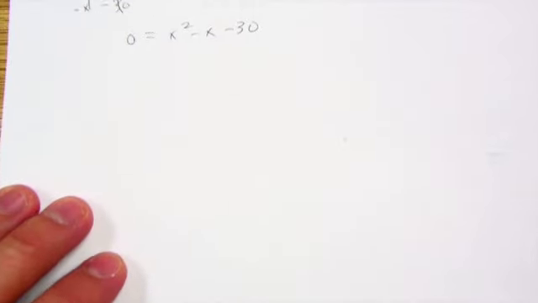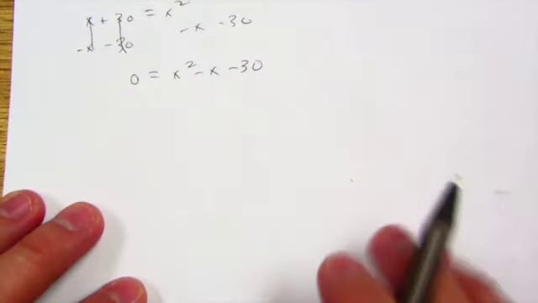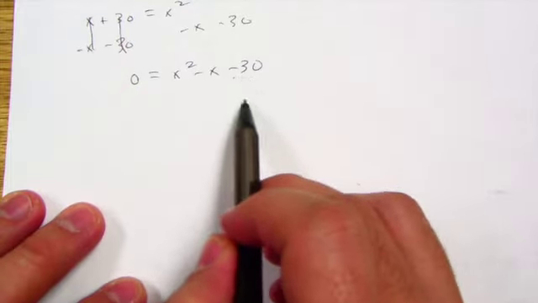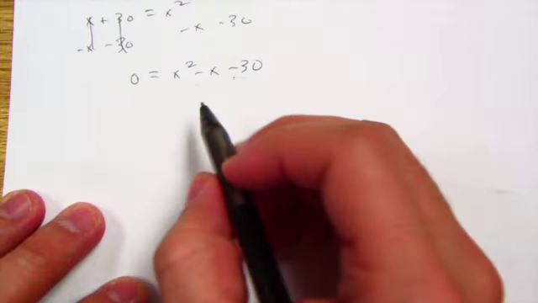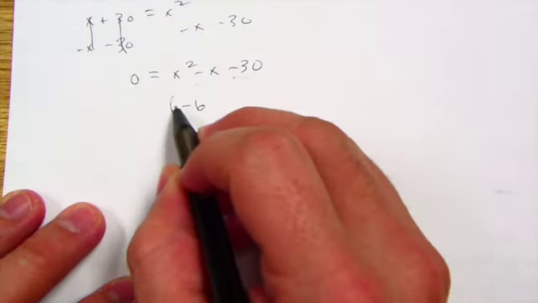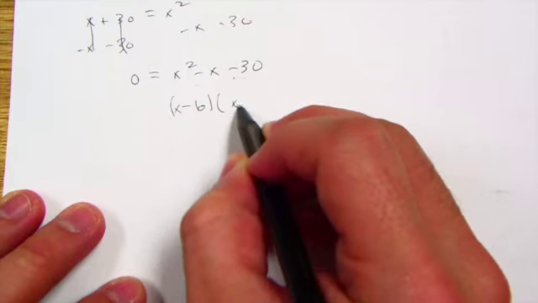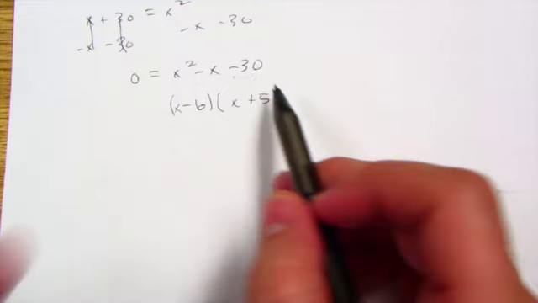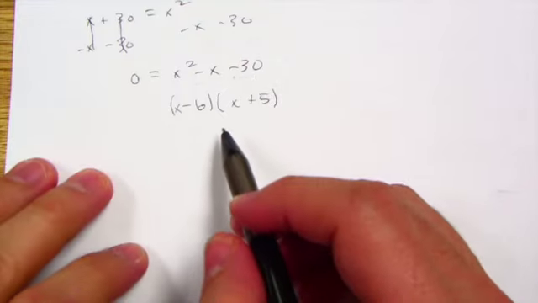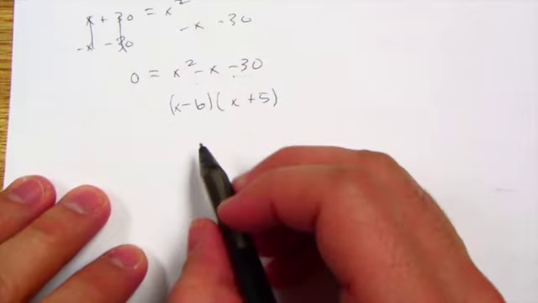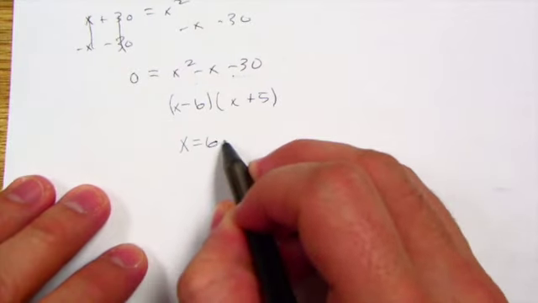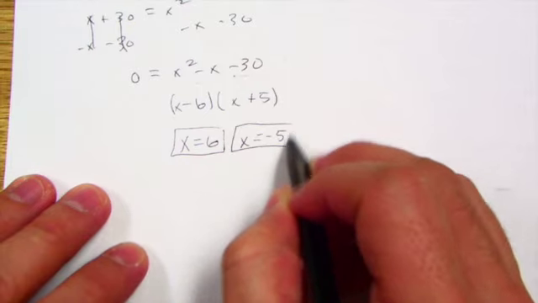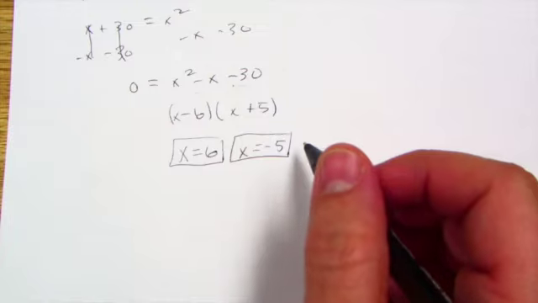Now again, you could use quadratic formula for this, but you don't have to. This is factorable. There are numbers that multiply to be negative 30 and add to be negative 1, and that would be negative 6 and positive 5. Negative 6 and 5 is negative 1. Negative 6 times 5 is negative 30. I can then set those equal to 0 and solve, and I get x equals 6 and x equals negative 5. I could verify that using the graphing calculator, though.